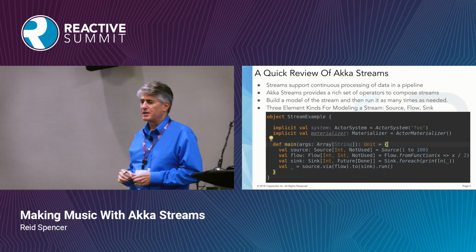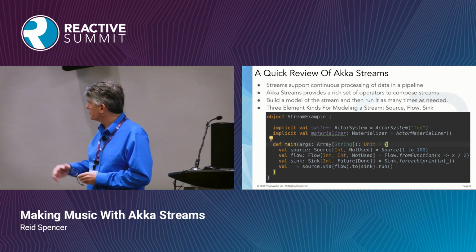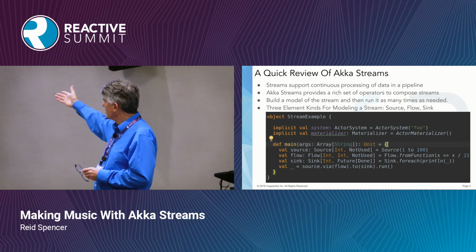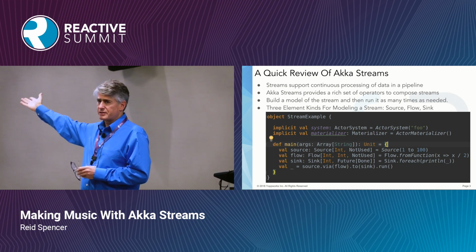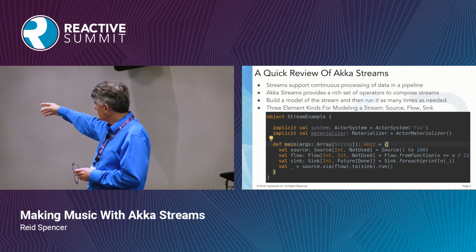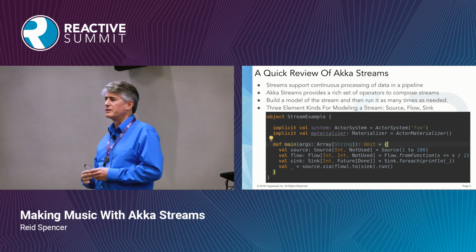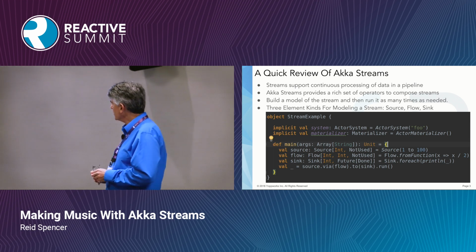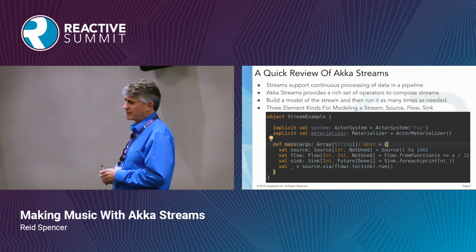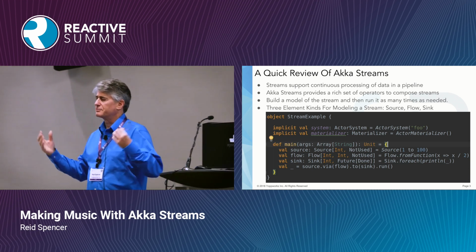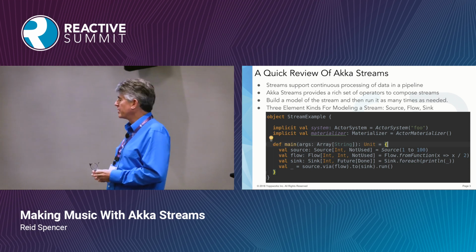The idea is to build a pipeline that processes data from a source of information through some kind of flow to some kind of destination, a sink. So you do source.via flow to sink, and then you ask it to run. None of these lines of code do anything until you hit .run. They basically just set up an architecture of a thing that can be run.